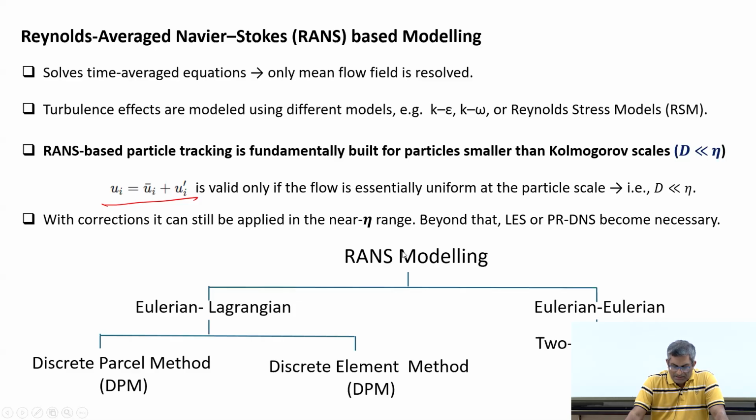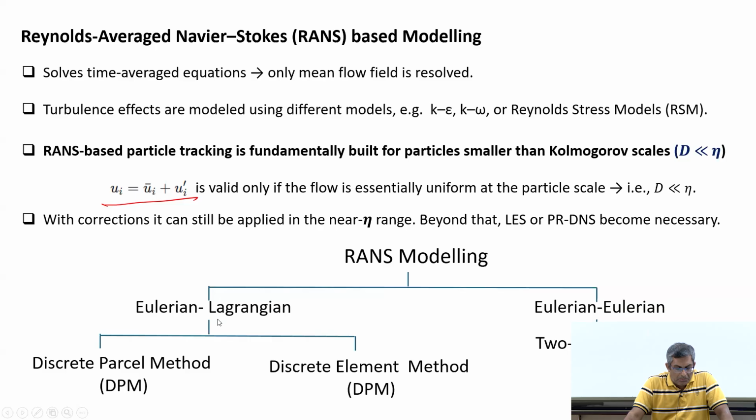So, RANS based modeling is mainly divided into two categories. If you remember, we had discussed this earlier. One is Eulerian Lagrangian, where the carrier phase is solved in an Eulerian reference frame, but the particle phase is in a Lagrangian frame. We also have Eulerian, where both particle and the fluid are treated as interpenetrating continuum. These are known as two fluid models.